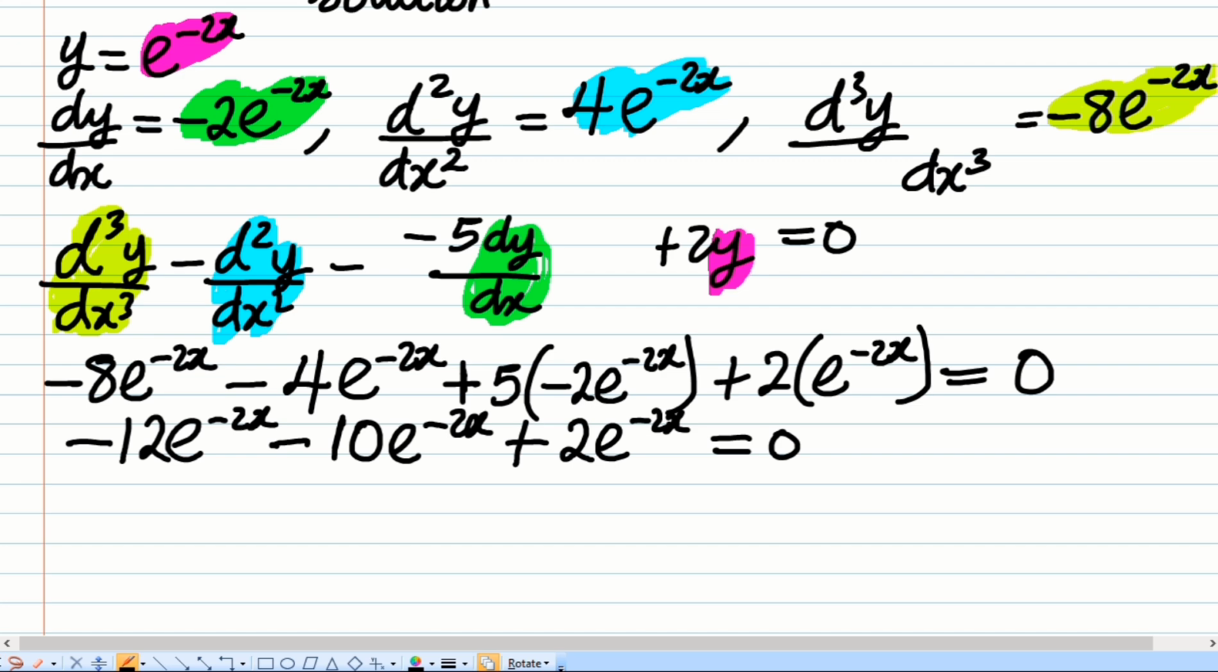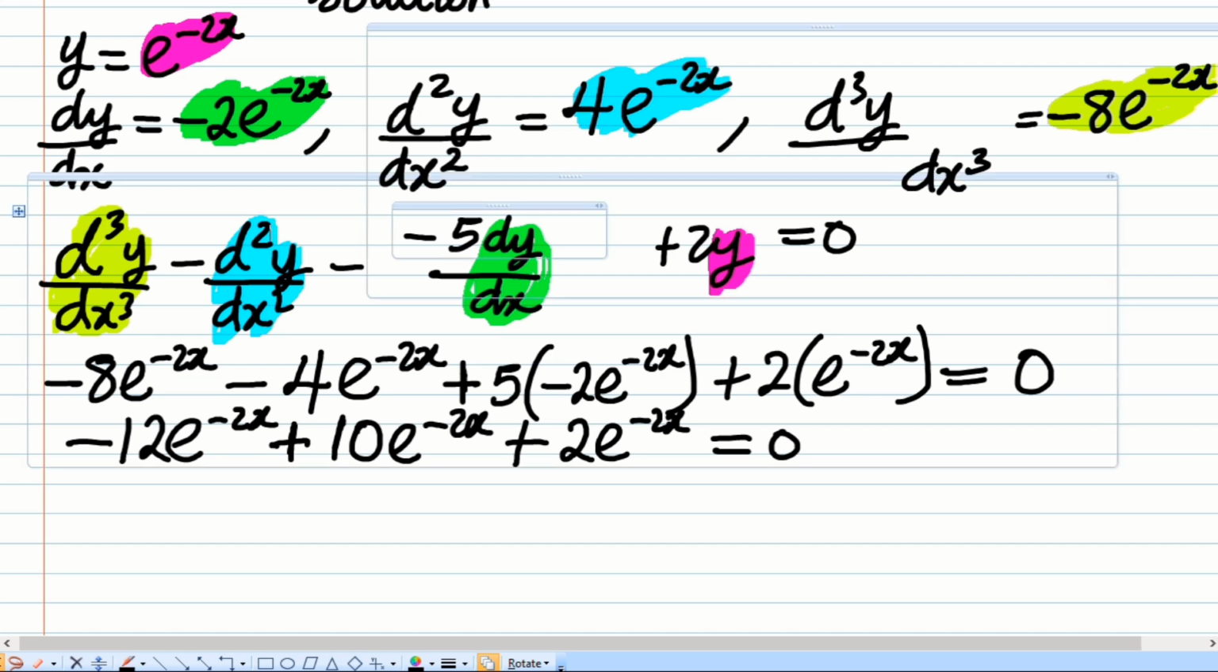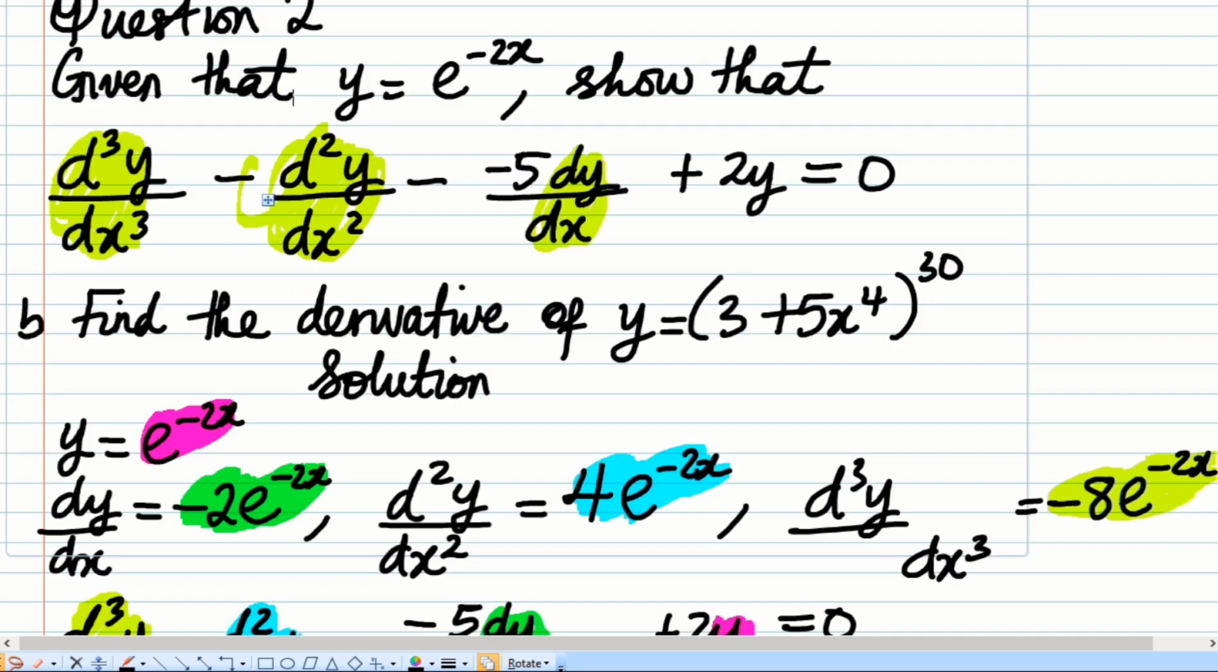Okay, so I think there might be a problem somewhere, because assuming this was plus, if I change this to plus, this is going to be 10 plus 2, that's 12, and then minus 12 plus 12 will be equal to 0. So it means that this question is actually wrong. Maybe a typographical error. So this question will be correct if this is plus, okay?